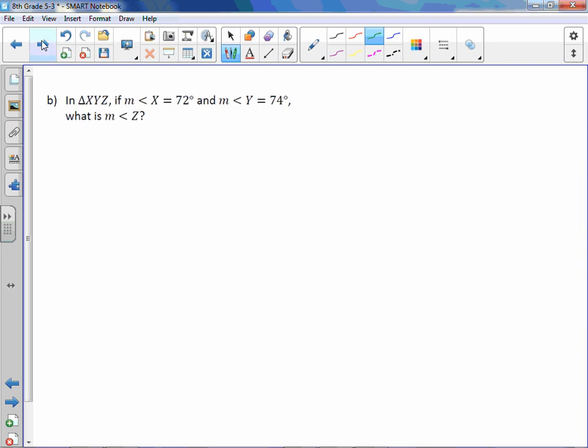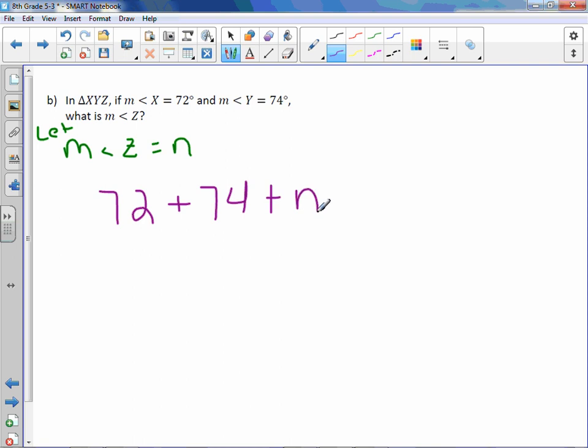Letter B. In triangle XYZ, if the measure of x is 72 and the measure of y is 74, what is the measure of angle Z? First, I'm going to say, let the measure of angle Z equal, we'll choose n. So we have our three angles. We don't need a diagram to figure this out. Let's set up our equation. 72 plus 74 plus n equals 180 degrees.